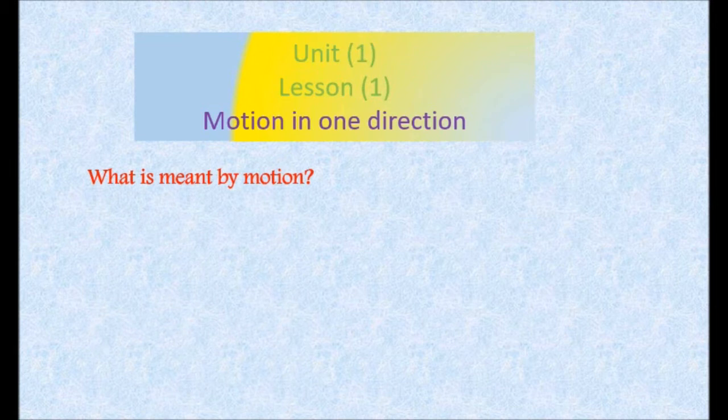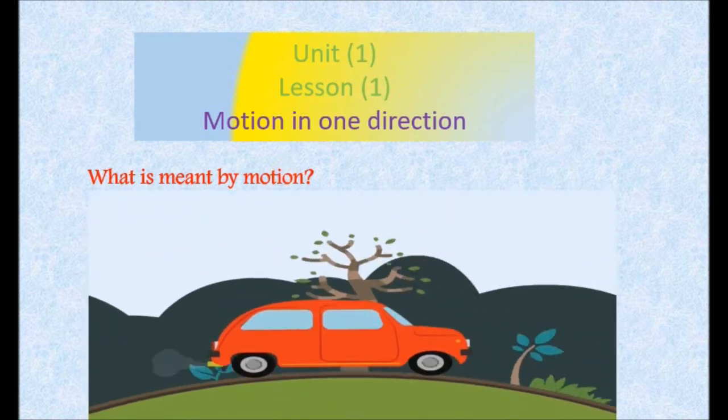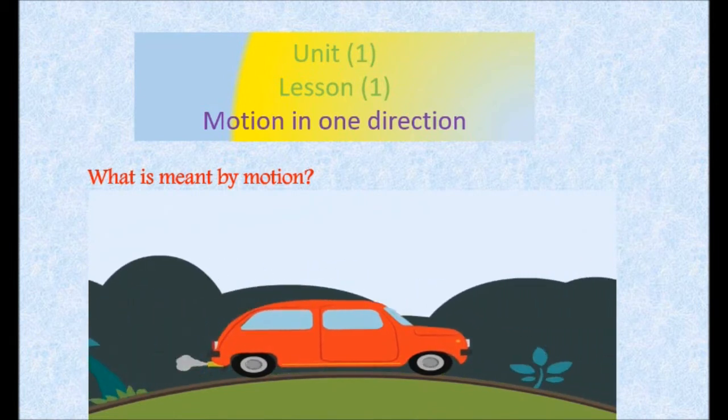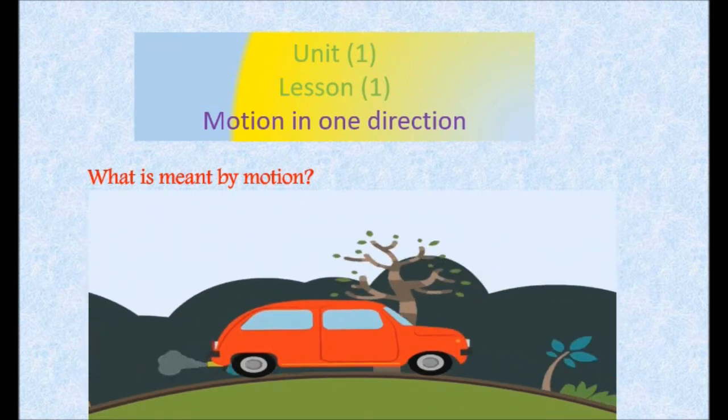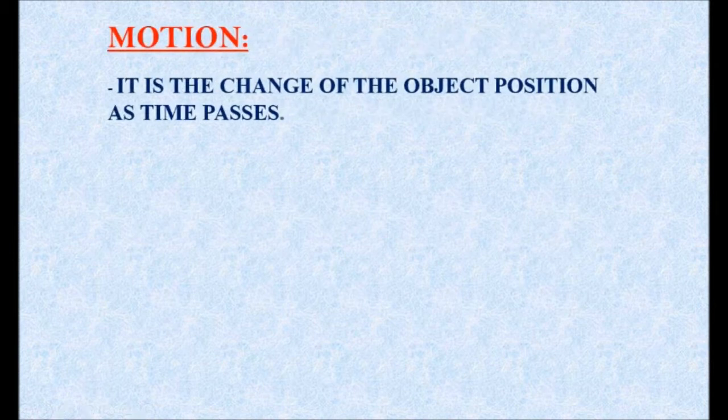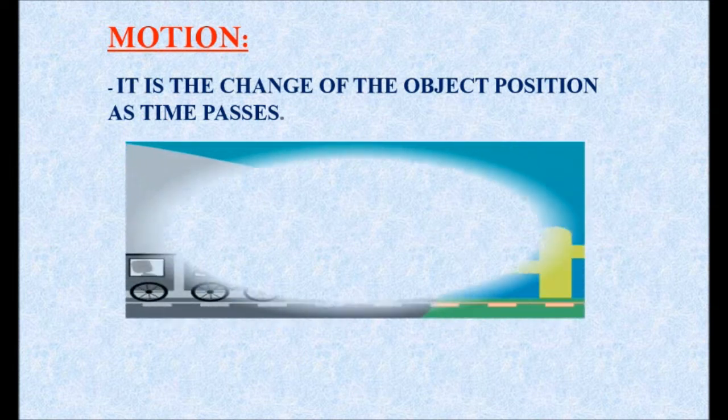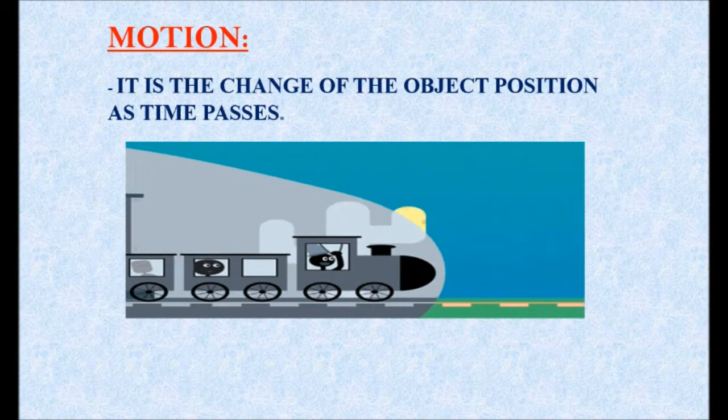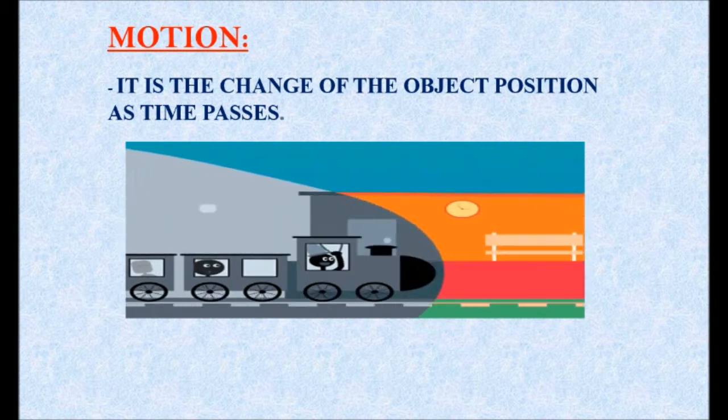Firstly, we need to know what is meant by motion. As we see here, the car moves from one place to another place. So, motion is the changing of the object's position as time passes. When the object changes its position, it means it moves. As we can see here, the train changes its position as time passes, so it moves.